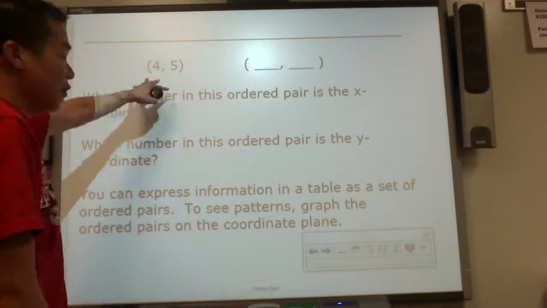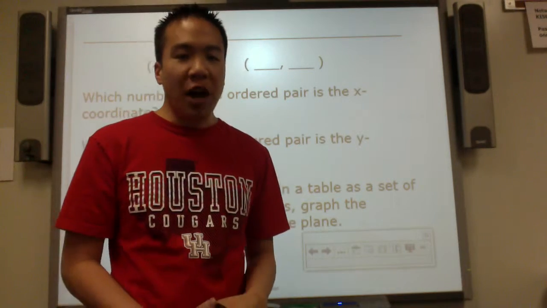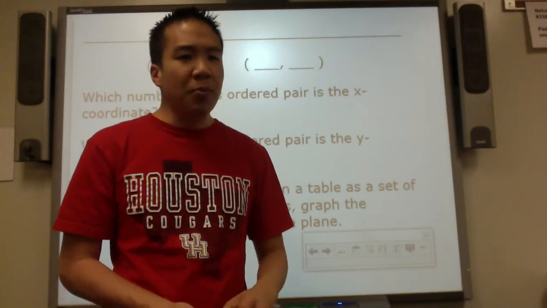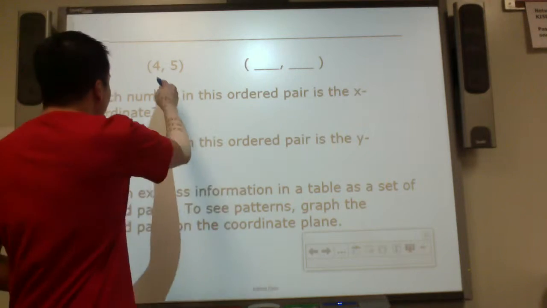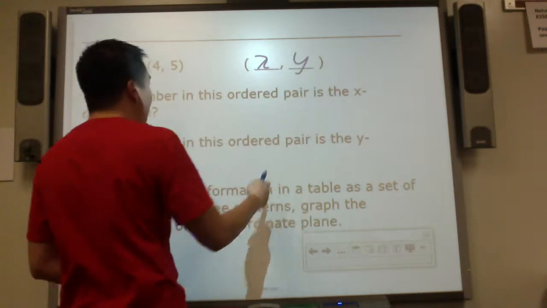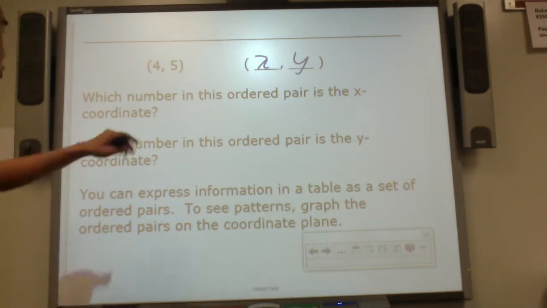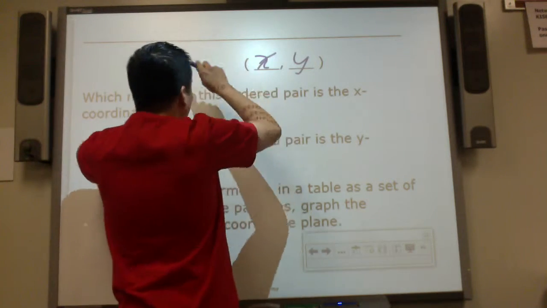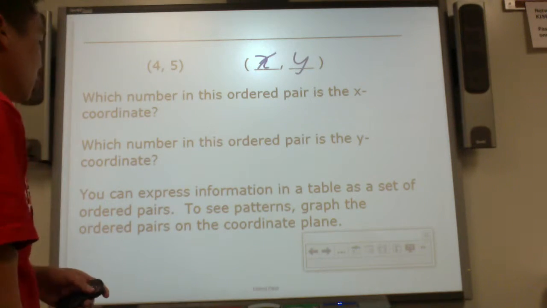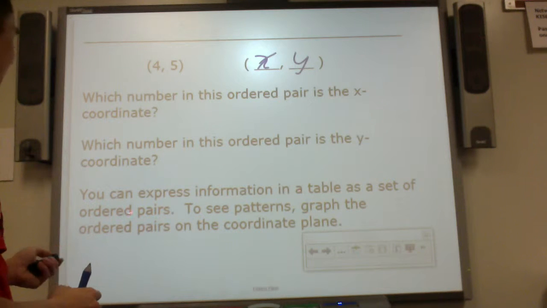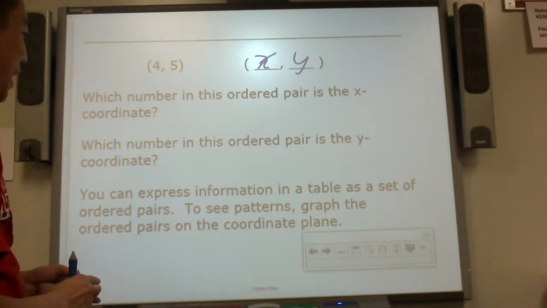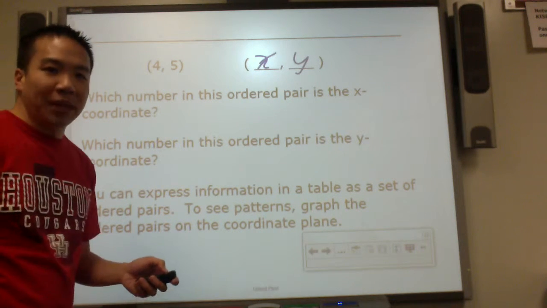So if you are given an ordered pair like 4, 5, do you know which number is the x and which number is the y? 4 is the x, 5 is the y. So 4 will go on the x-axis, 5 will go on the y-axis. You can express information in a table as a set of ordered pairs. To see patterns, graph the ordered pairs on a coordinate plane.